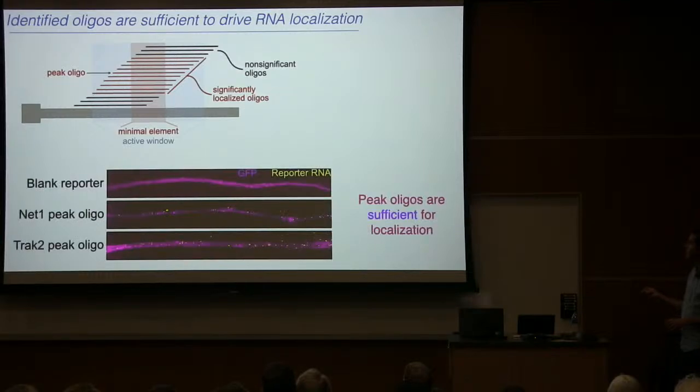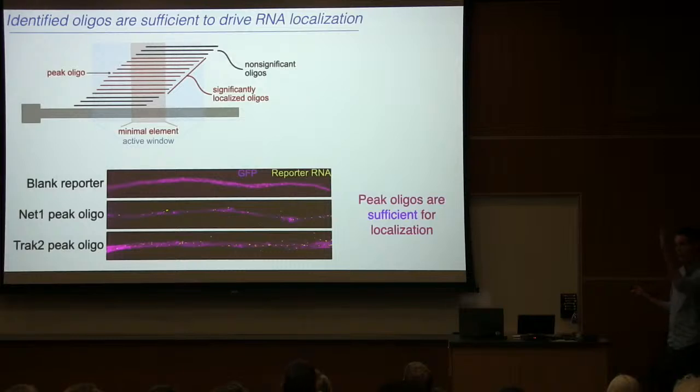Okay, so we took the most enriched oligo within those peaks of activity that I showed before, and we asked by single molecule FISH, is this able to drive the reporter to the neurite? And it was. If we have the reporter on its own, with nothing fused, we don't see much of this yellow reporter RNA in the neurite. But once we add the peak oligos that we derived from these two different UTRs, I hope you can see that there's a lot more of this RNA within the neurite. So these oligos are sufficient to drive this transcript out to these neurites.